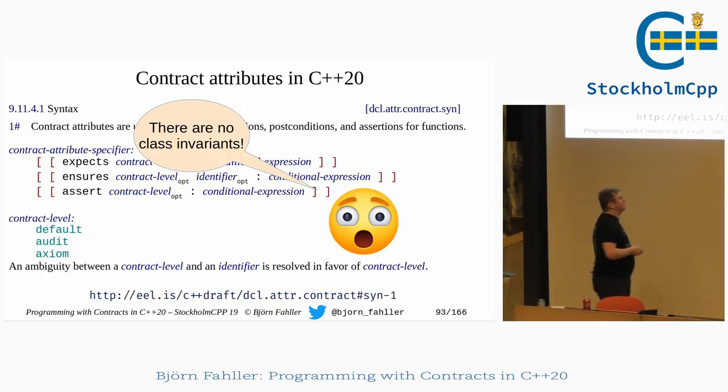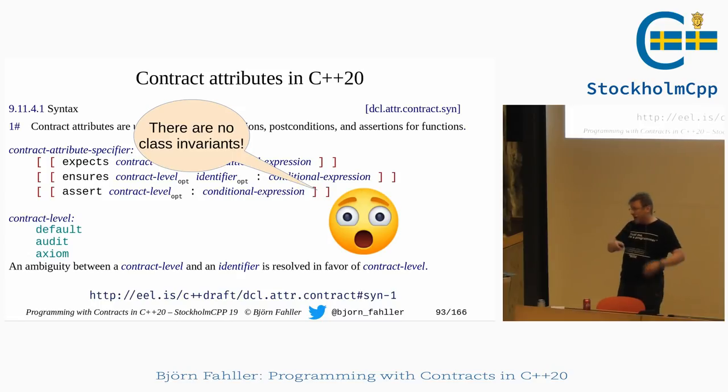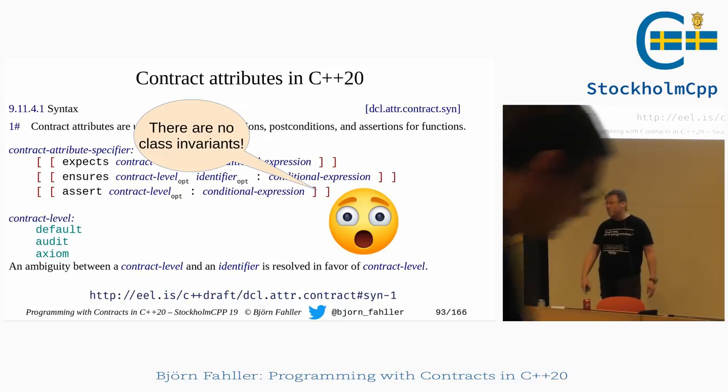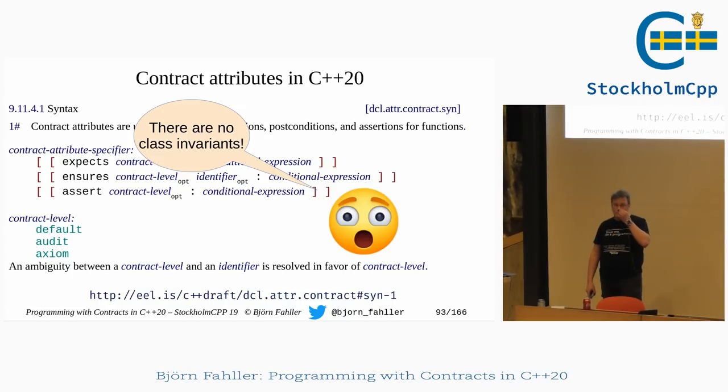Can I sneak it in through the assert? You can implement your own. You can implement your own handler of invariants. Yeah, sure. I have done so without having any support for this in C++ classes for ages. So of course you can, but you don't have direct language support for it.